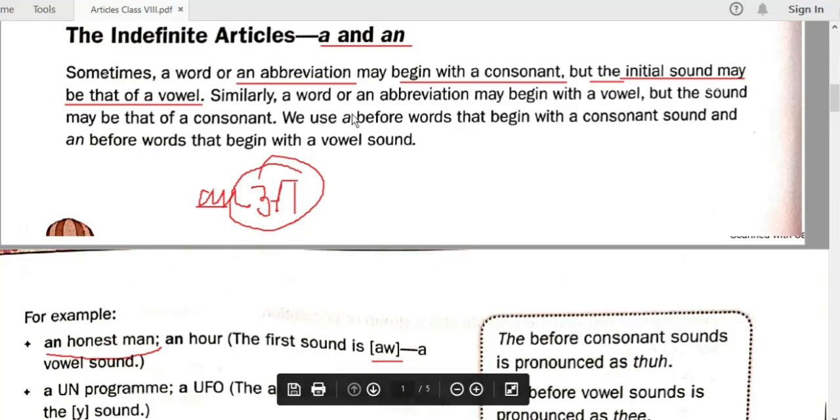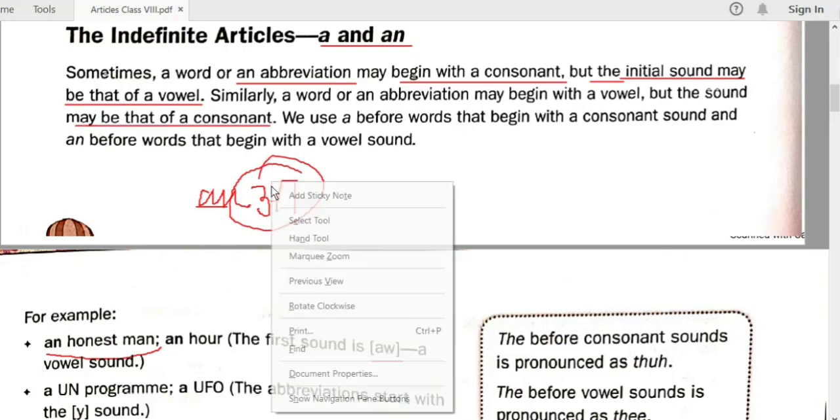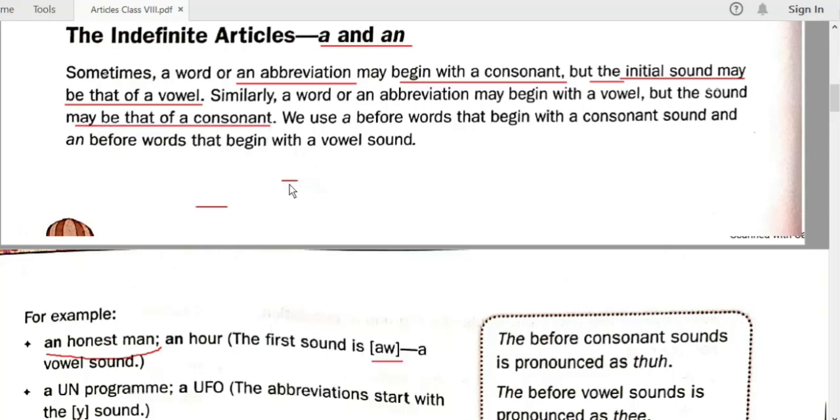Similarly, a word or an abbreviation may begin with a vowel, but the sound may be that of a consonant. We use a before words that begin with a consonant sound, and an before words that begin with a vowel sound. This one is a very important line for you to solve the problem about where we use a or an.